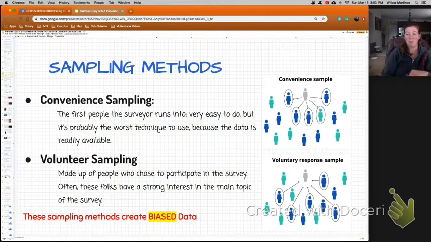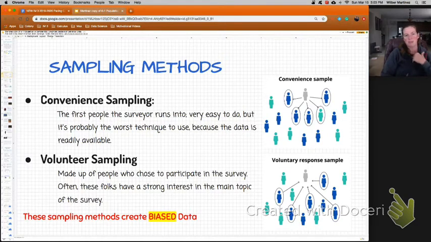So essentially the surveyor just goes and talks to the people that are closest to them. It says it's probably the worst technique to use because the data is readily available. It's super easy to get the data, but it's also very biased because you're only talking to the people that are near you. And a lot of times the people that are near you are a lot like you. And so you're not getting a very good random population of people because you're only surveying the people that are closest to you, whether or not that's people that live around you or the friends you hang out with, etc., etc. So it is a type of sampling, just not a very good one.